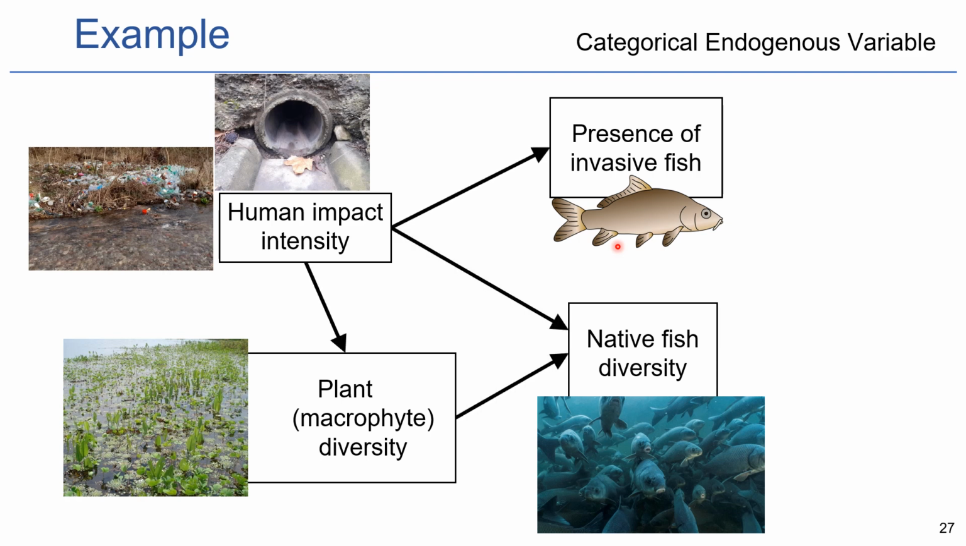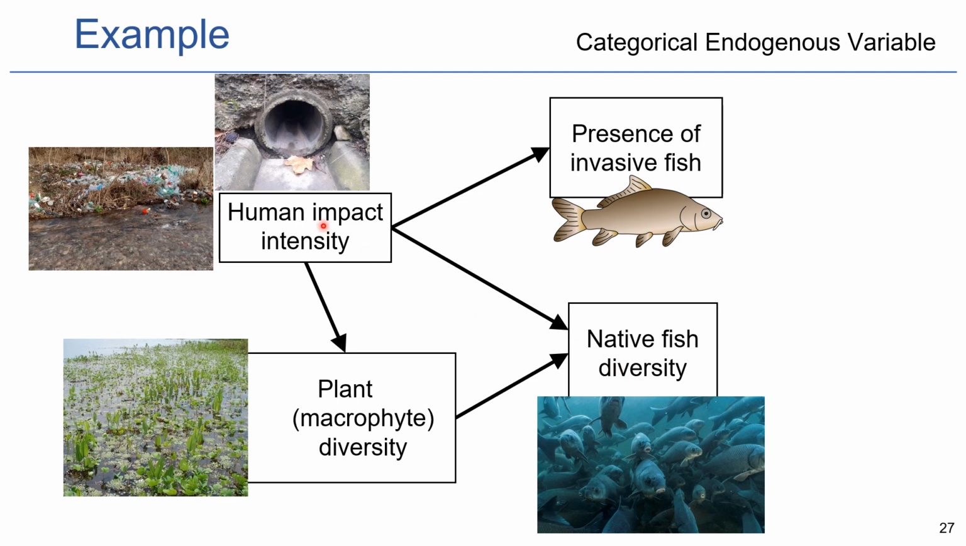And here you can see the hypothetical model. So we presume that the human impact intensity affects native fish diversity, and this effect is direct and also indirect through changes in plant diversity. And plants are not only food for native fish, but also habitat.